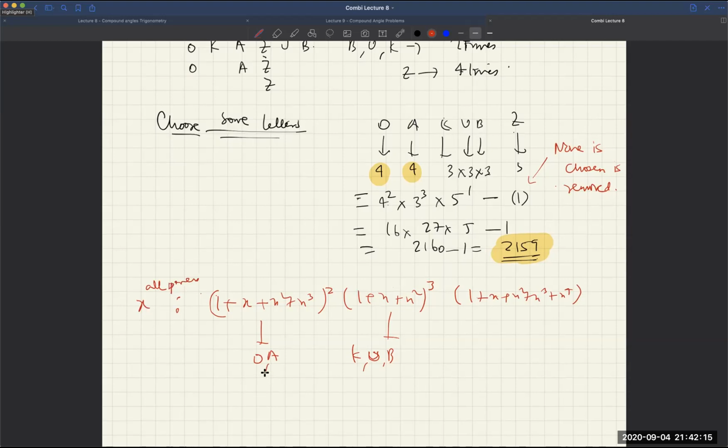So if all are chosen, that means all possible terms we need. So put x equal to 1. If you put x as 1, how much will come here? 4 square. Here? 3 cube. Here, on putting x as 1, it will be 5 raised to 1. So it is coming out to be the same, right?